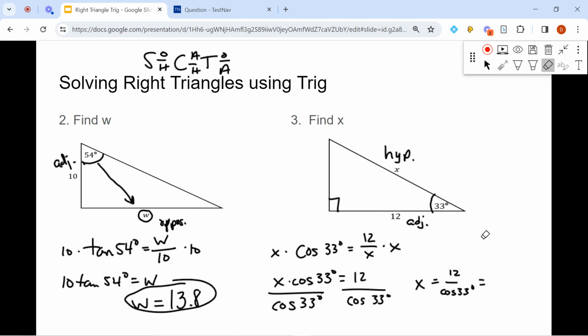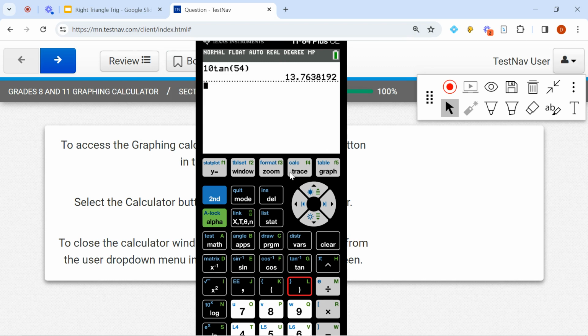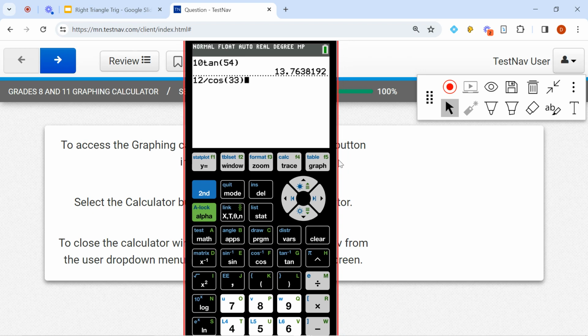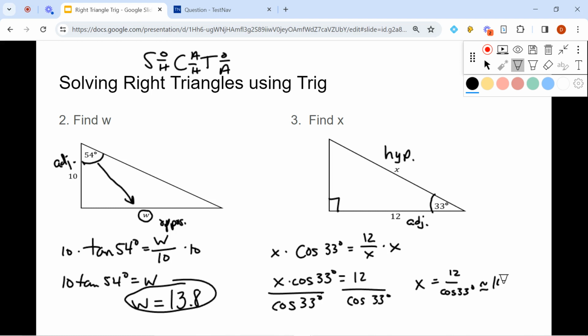Okay, so now let me say that's approximate. So that's approximately, let's come over here. We're going to do 12 divided by cosine 33 degrees. And if we push enter, we get 14.3. So my answer is approximately 14.3. Whatever measure of this side is. Feet, inches, who knows. Okay? All right. So far, so good.